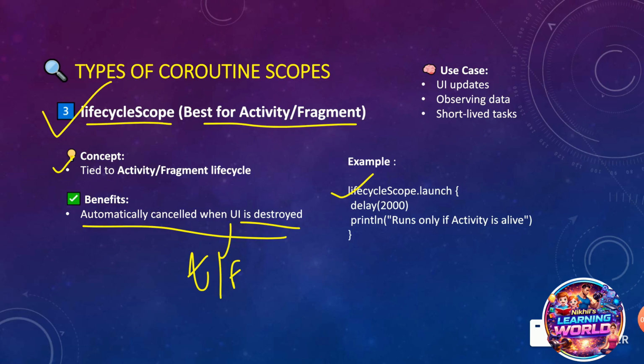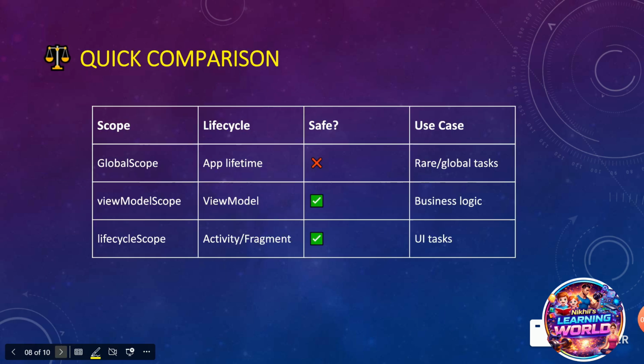Safe call for UI updates. Whenever you want to update the UI with your activity and fragment, at that time lifecycle scope is used. So just use it for the UI lifecycle. That's the main point here.